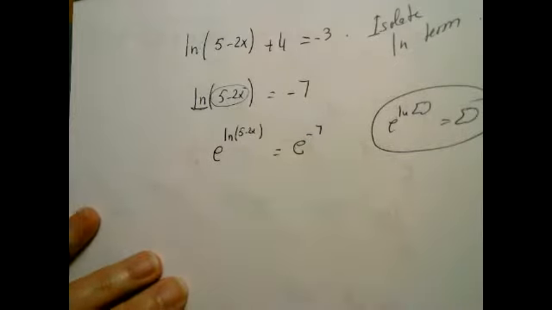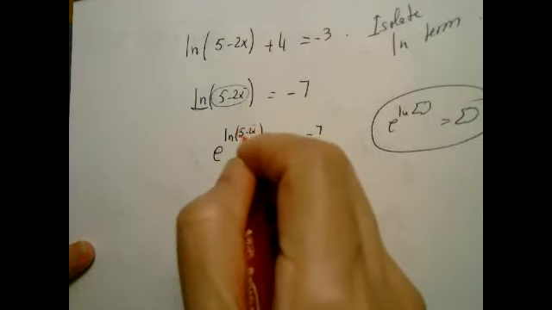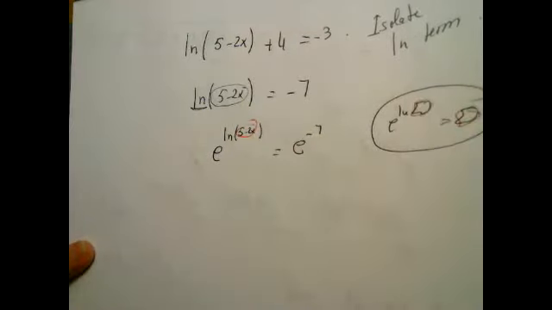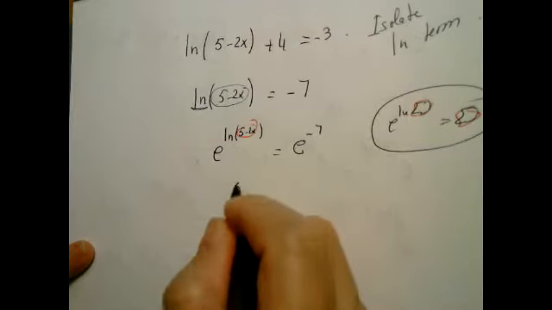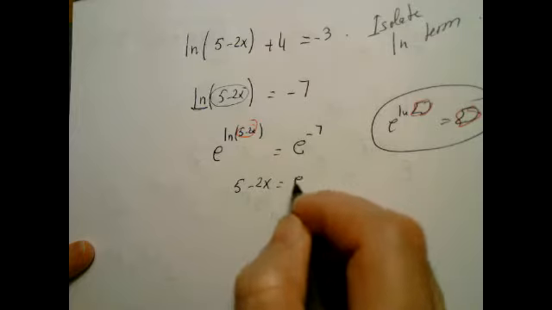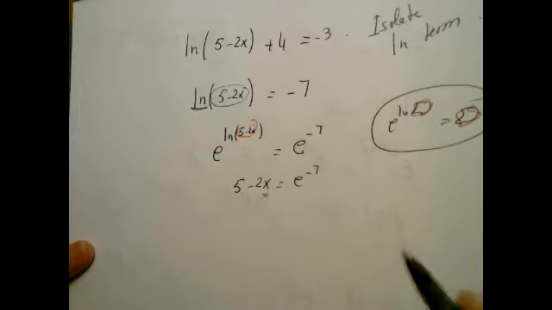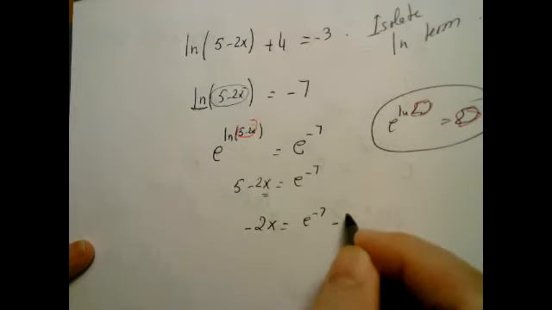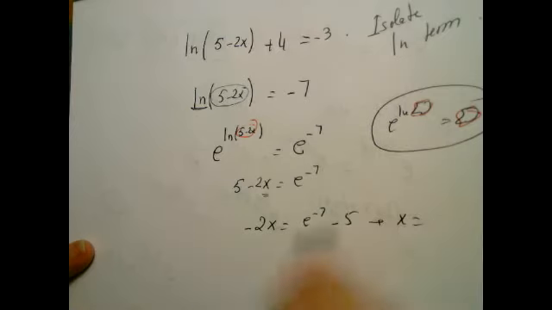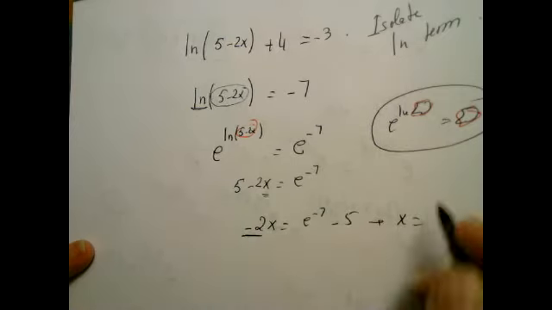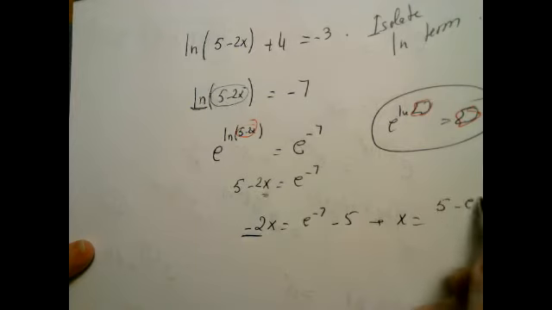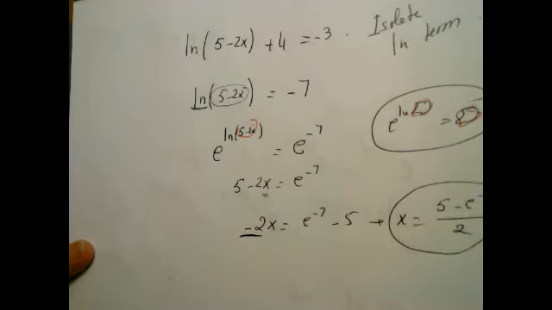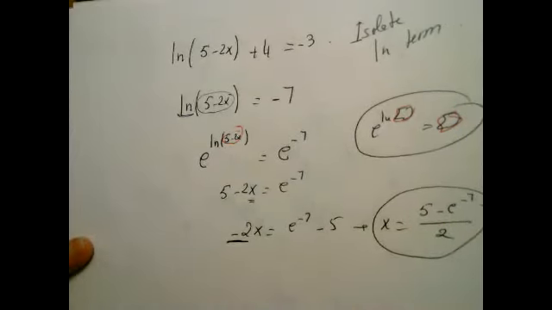When I do this, this is 5 minus 2x. That's the whatever I am talking about here. That's the box I'm talking about. So this will give me 5 minus 2x equals e to the -7. And then I can solve for x. Now that's becoming a fairly simple problem. -2x equals e to the -7 minus 5. X would be, I have to divide by -2, so this would give me 5 minus e to the -7, over 2. The reason I flipped them is because I had to divide by -2. So this is a simple scenario. The idea is to isolate the ln term.